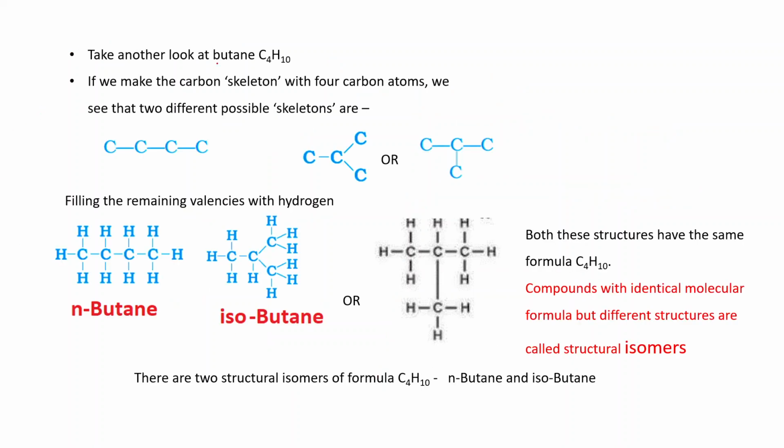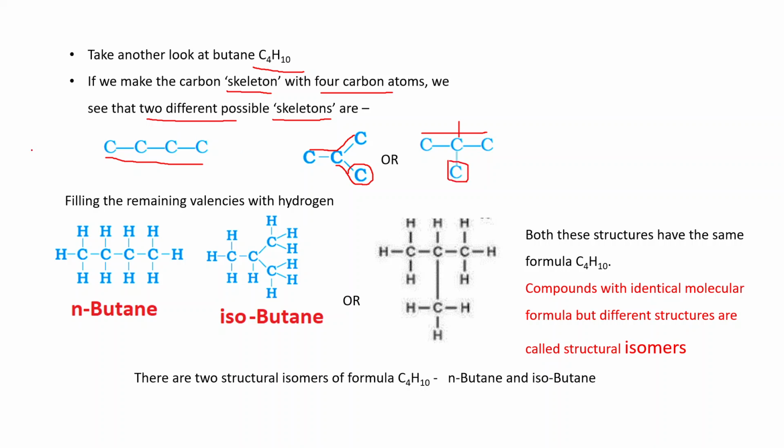Now again take another look at butane, C4H10. If we make the carbon skeleton with 4 carbon atoms, we see that 2 different skeletons are possible. One is in which carbon is linked in a straight chain with single bonds, and another one has 3 carbon atoms in a straight chain, and the middle carbon atom is a branching. This may also be written like this: 3 carbon atoms in a straight chain, and the middle carbon atom is a branching.